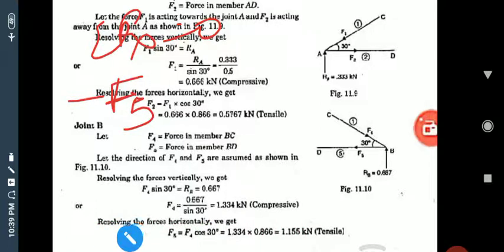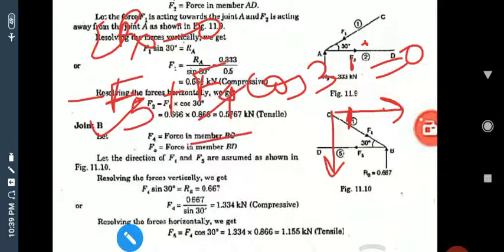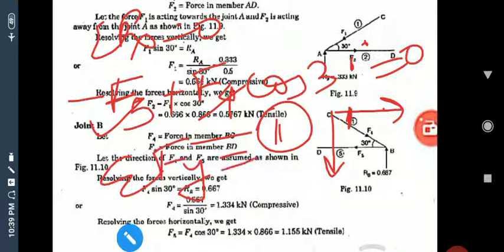F4 has two components, one in this direction and another in this direction. So this is 30 degrees. The x component of F4 will be plus F4 cos 30 degrees, equal to 0. Now again there is the same problem, we don't know F4, we don't know F5. So we will leave this as equation number 2 and proceed further with the second condition, that is summation Fy equal to 0.